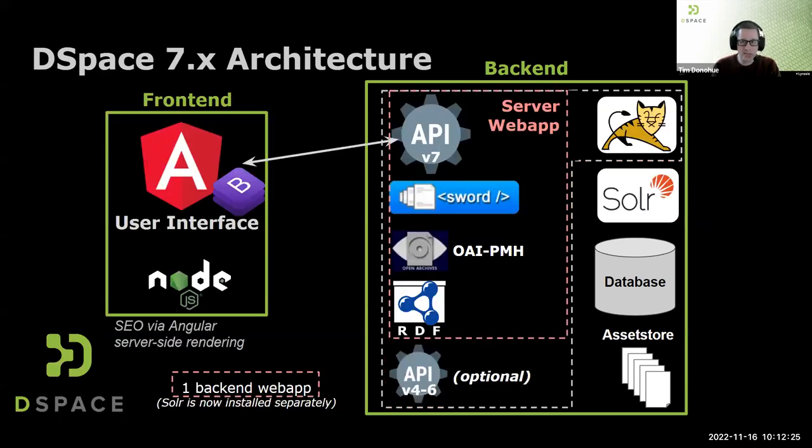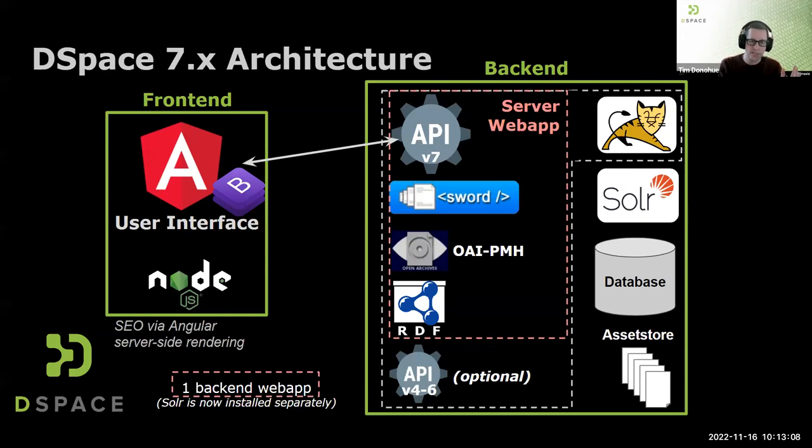DSpace 7, the backend is similar in nature in terms of being able to have the same features and functionality as in DSpace 6. However, we've combined a lot of those tools into a single web application called the server web app. And that server web app includes not only the new REST API for DSpace 7, but it also includes those old integration tools. So the SWORD integration, the OAI PMH integration, and even the RDF integration. And we do allow you to also install separately that old REST API if you need it for backwards compatibility. The bigger point here, though, is the backend is separate now from the front end.